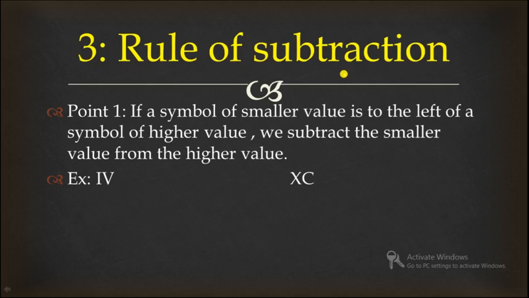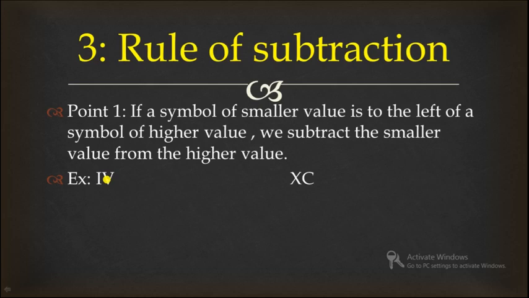Rule of subtraction. Point number 1: if a symbol of a smaller value is to the left of a symbol of higher value, we subtract the smaller value from the higher value. Let's see the examples. Here we have two examples: IV and XC. Here you can see V is the higher value symbol and I is the smaller value symbol, so I is written just left of the higher value symbol.